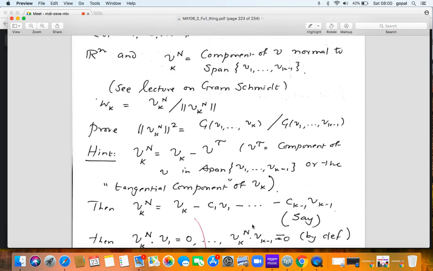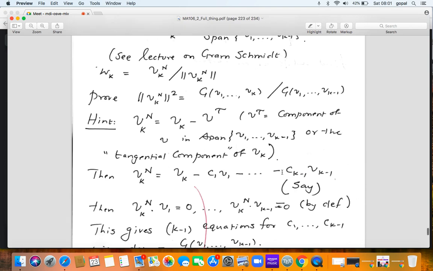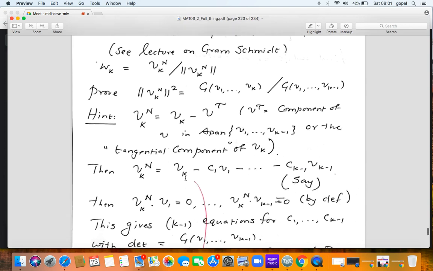So let us see how to go about it. What is the normal component? For the normal component, you take Vk and subtract off the tangential component. Tangential component means the component of Vk in the space spanned by V1, V2, ..., Vk minus 1. In other words, Vkn is obtained from Vk by subtracting a linear combination of V1, V2, ..., Vk minus 1. Let the coefficients be called C1, C2, ..., Ck minus 1.